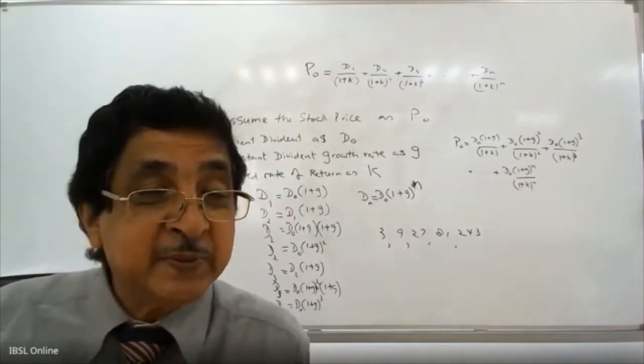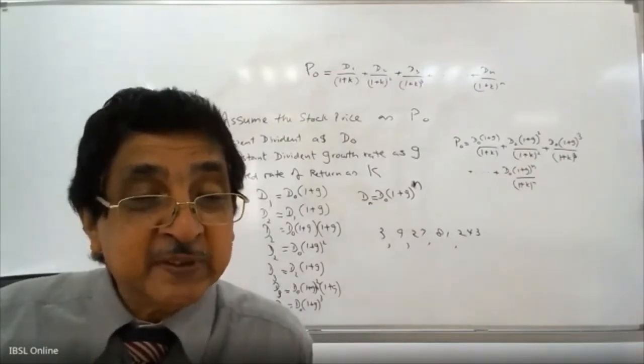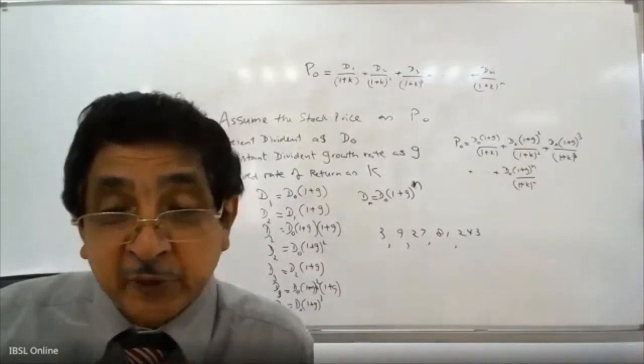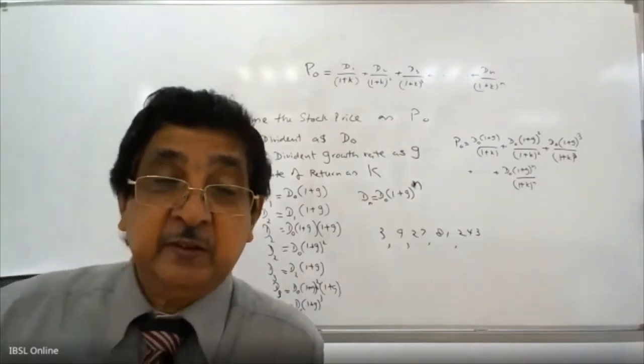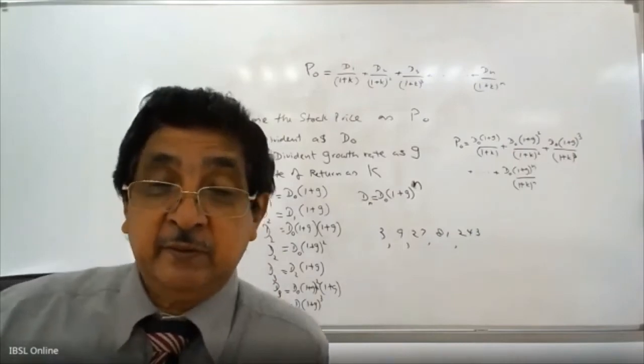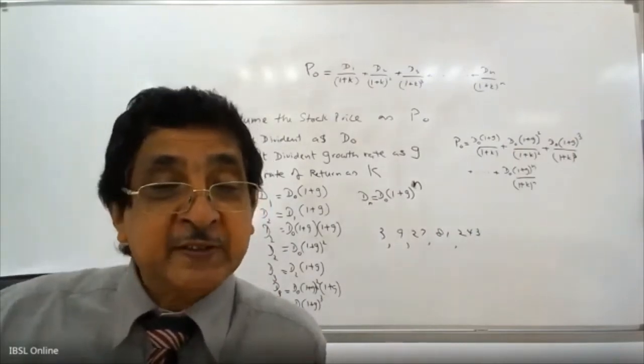There are 5 terms in the geometric series. The first term is 3, second term is 9, third term is 27, fourth term is 81, fifth term is 243. Yeah, very good. It is 3. The common ratio is 3. Very good. Common ratio is 3. Others also should understand that.